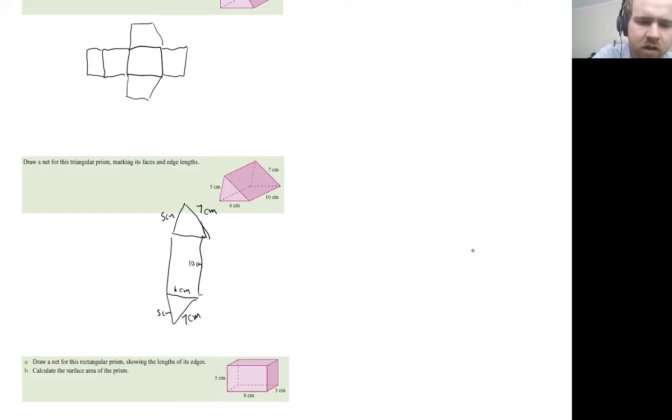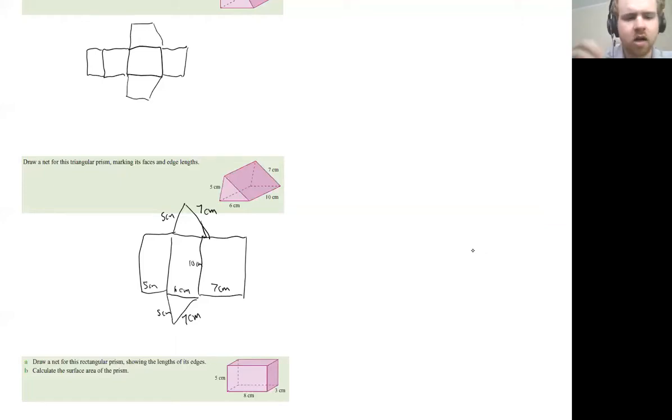Now we just need to do this front face and this back face here. So they're both rectangles. So we've got 10 centimeters one side, and this is going to be 7 centimeters. And then our back rectangle has a 10 centimeter side and a 5 centimeter side.